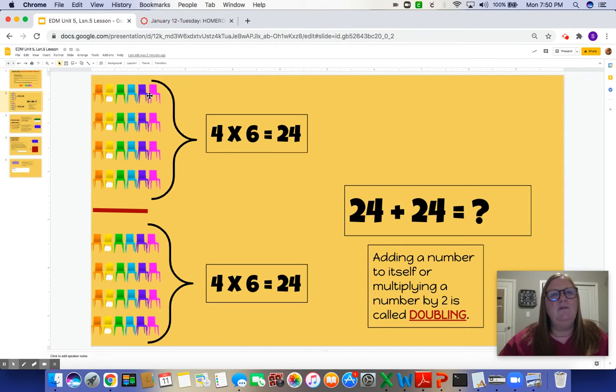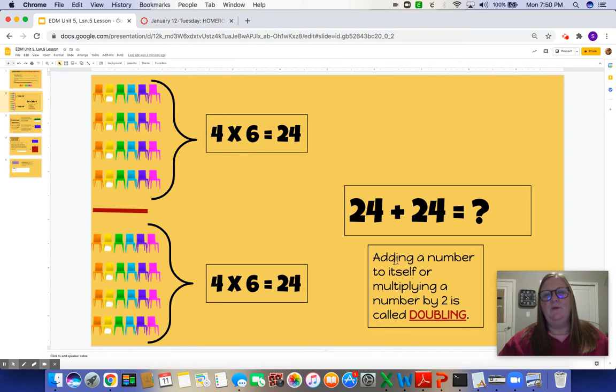So here we have the first class and it has 4 rows set up. Remember, rows go across 1, 2, 3, 4. So when we write our multiplication problem, it's 4 rows times 6 chairs in each row equals 24. That's the first class. The second class did the exact same thing. 1, 2, 3, 4 rows times 6 chairs in each also equals 24.